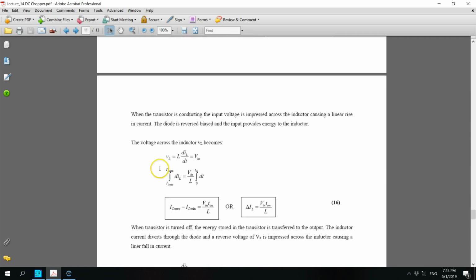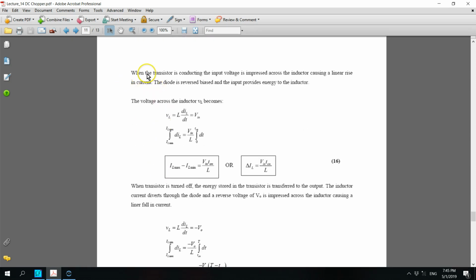And therefore you can see that this is the equation related to it when the switch is on. VL, which we know is L di/dt, the voltage across the inductor, equals Vin. Cross multiply, and then we integrate. You're going to see that on the left hand side you have the integral from IL min to IL max of dIL equals Vin divided by L, and we have the integration from 0 to Ton of dt.